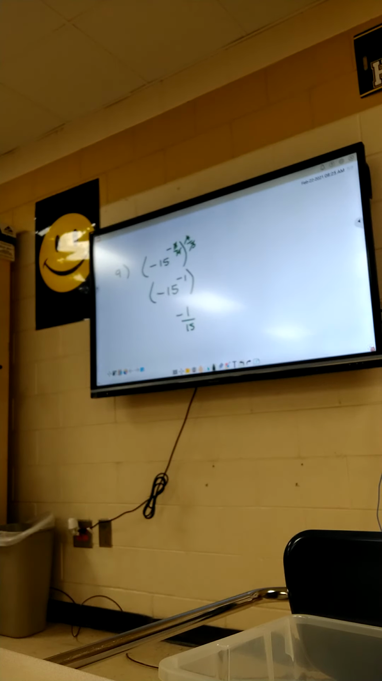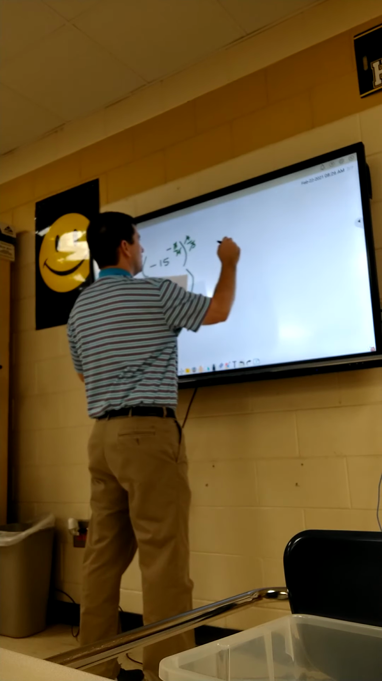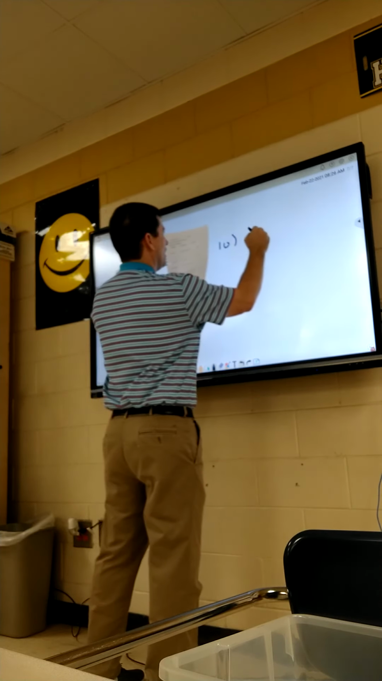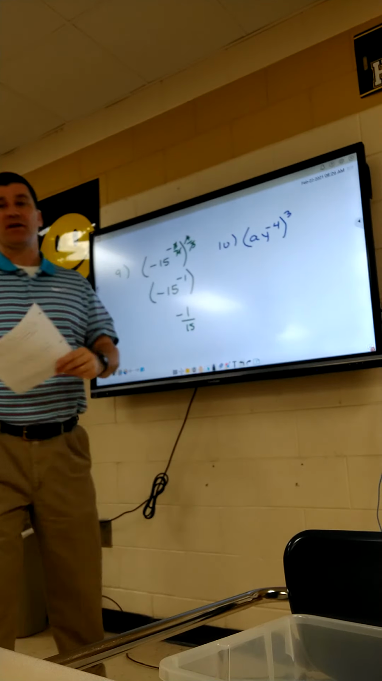All we're doing basically is typing these exponents into the calculator. Alright, now, 10 you can't type into the calculator. You gotta know what you're doing on 10. A, Y to the negative 4. Alright, so since you can't use a calculator on this one, what do we do?